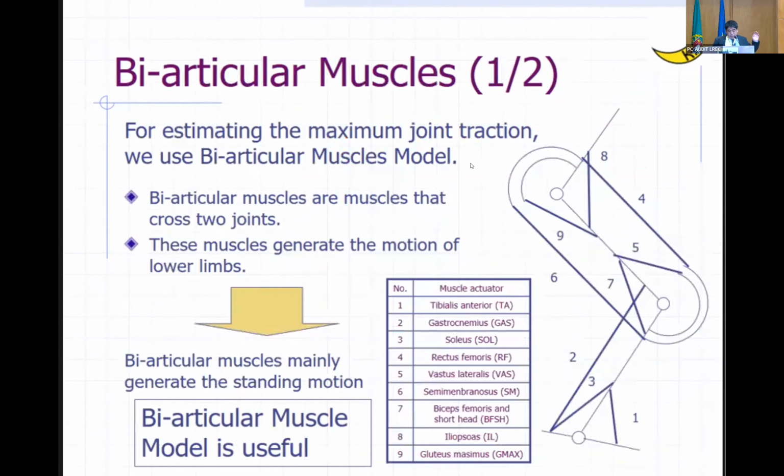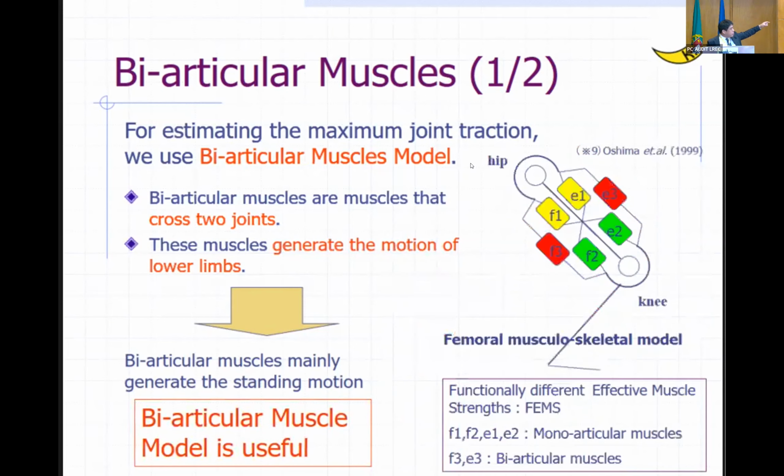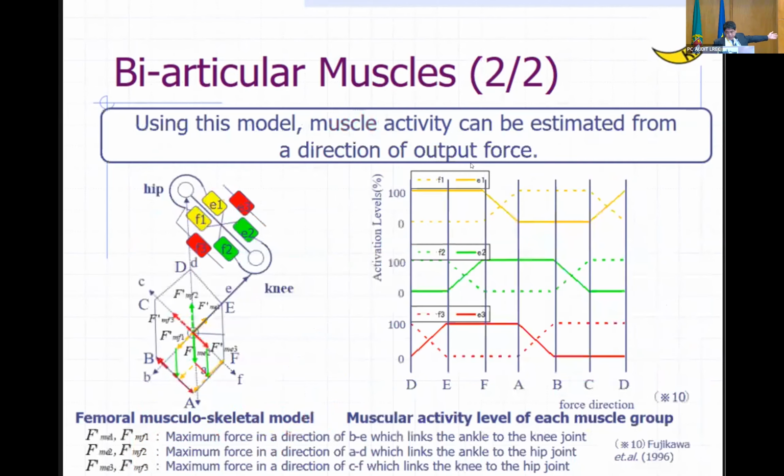For estimating maximum joint traction, we use a biological muscular model. The muscle model is close to the joints, and these muscles generate motion of the lower limb. The muscles mainly generate a standing motion, and the model is useful for estimating the physical performance of standing motion. We use this model like this.